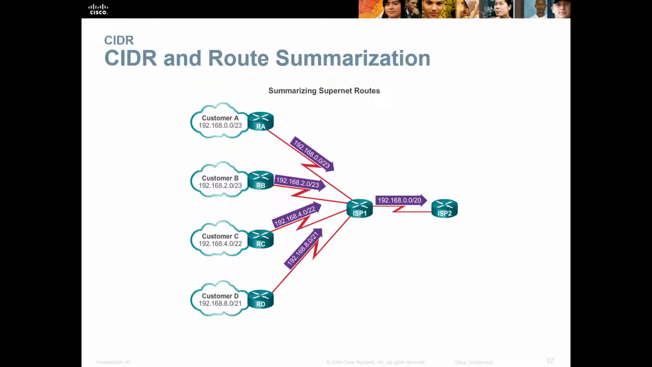Let's go back to our CIDR and route summarization. How could we summarize 192.168.0, 192.168.2, 192.168.4, 192.168.8? We could summarize them in a 192.168.0.0/20. Because again, you break all of these down to binary, and you see where everything is the same.